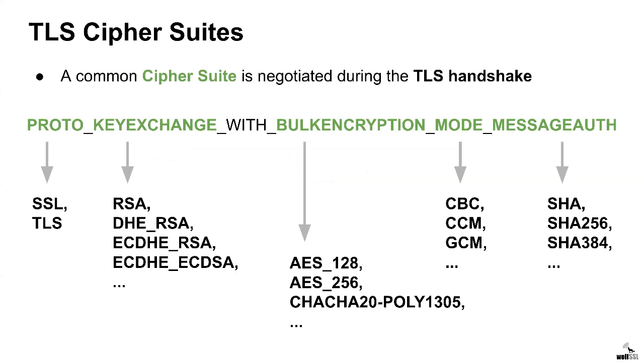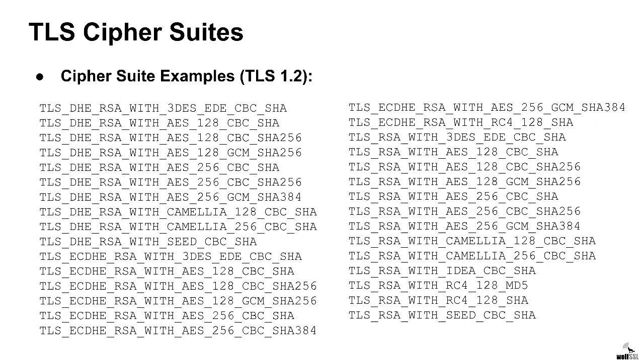TLS uses what's called a cipher suite to represent the algorithms and modes used to secure that connection. So this is a TLS 1.2 and prior cipher suite format. It starts out with the protocol, the key exchange algorithm, a bulk encryption algorithm in an optional mode, followed lastly by a message authentication function. And if you've ever worked with TLS or configured a web server with TLS enabled, you've probably seen cipher suite strings. Here are some examples of the TLS 1.2 cipher suite strings.